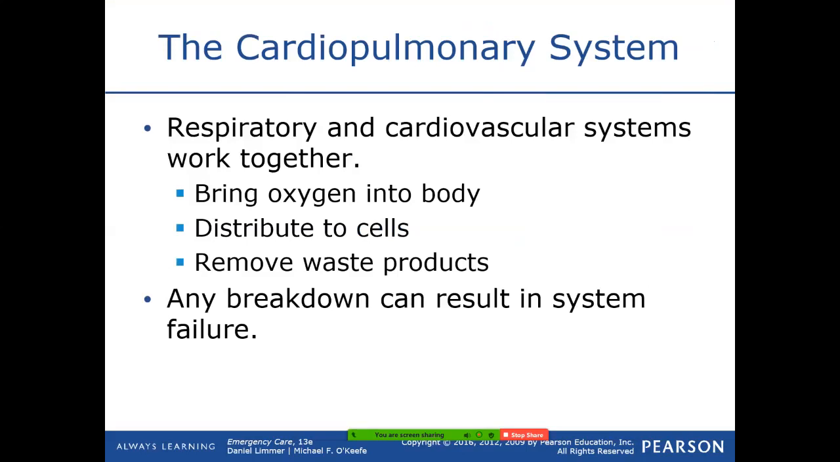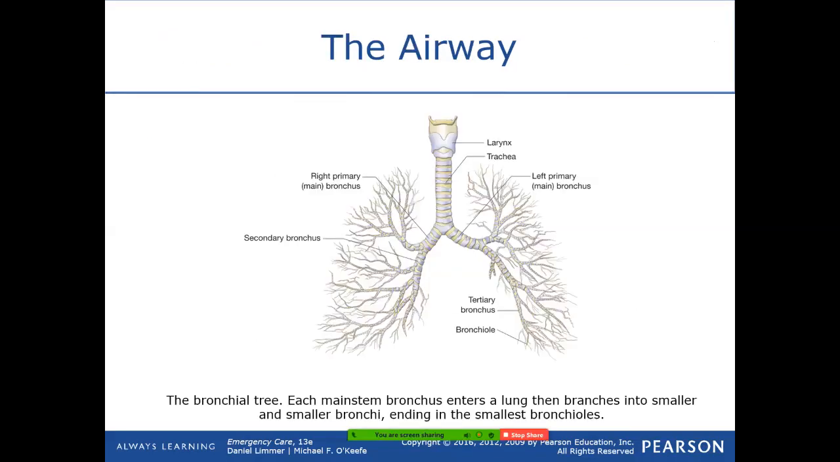All right, the cardiopulmonary system. The respiratory and the cardiovascular systems are working together, which is what we talk about, the cardiopulmonary system. Cardio, card being the root word for heart, and pulmonary being lungs, and they work together, okay? So they bring oxygen into the body through the lungs, they distribute that oxygen to the cells, and that also removes waste products like carbon dioxide. That's what we're breathing out, okay? Any breakdown in the system can result in failure. Right, to the airway here.